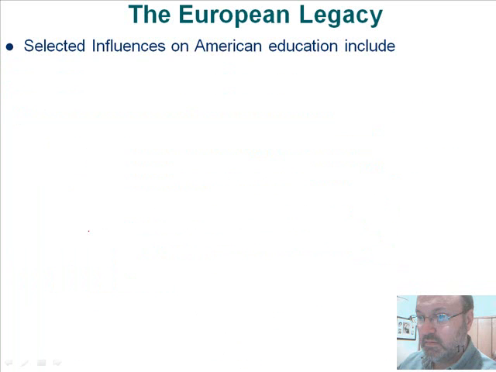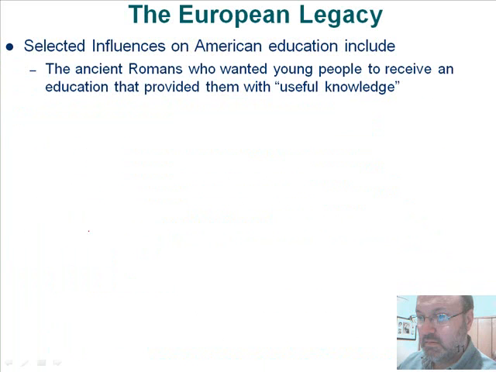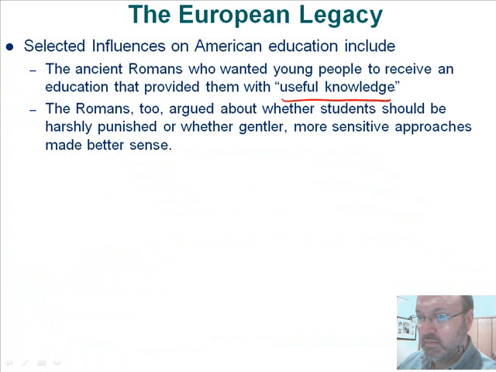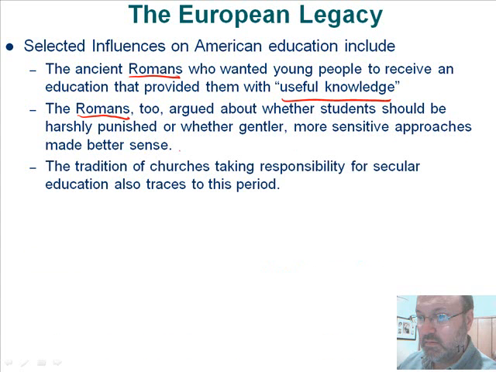Well, what about this legacy? Well, here's some influences it's had on American education. Now, first of all, the Romans wanted young people to receive an education that provided them with useful knowledge. And then they argued about whether students should be harshly punished or whether gentler, more sensitive approaches might be better. Again, this is the Romans, and you'll want to make special note of this, because that's one of the things that you're going to want to know when I test you on this.